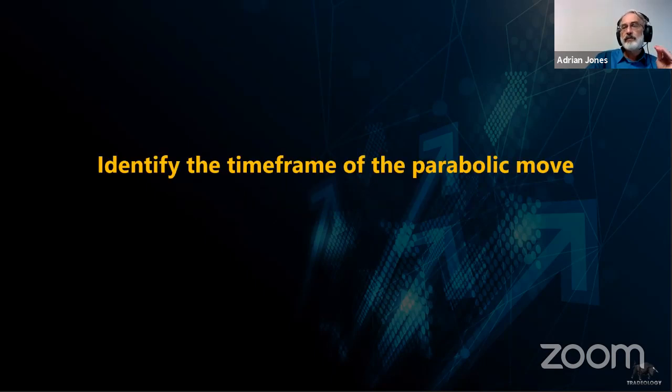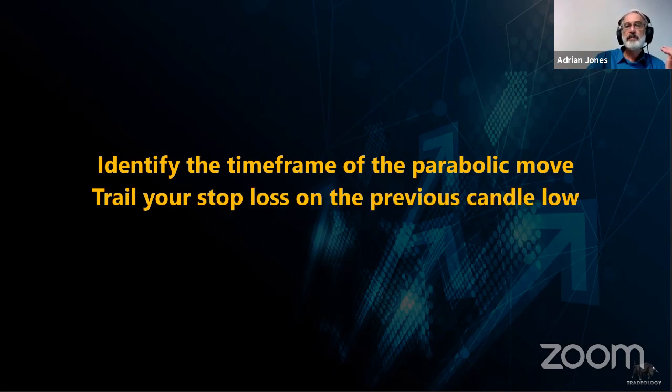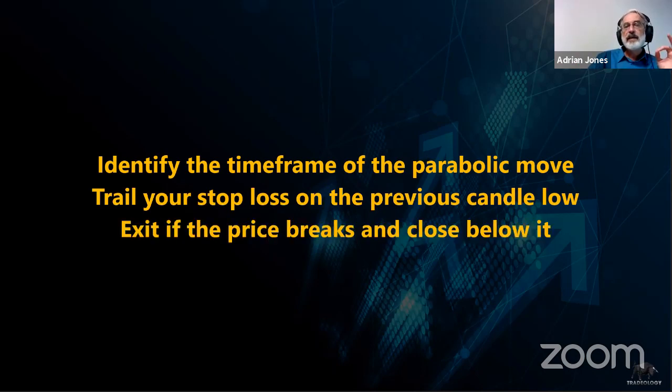You identify the time frame. So for example, if it's a 1 hour or 15-minute, wherever this move is happening, you trail your stop loss on the previous candle low. Now, this would be in the case of a buy trade, sorry. So as the price is moving up, you want to trail your stop on the previous candle low. If it's in the opposite direction and it's moving down fast, you want to trail your stop on the previous candle high. Okay. So exit if the price breaks and closes below it in the case of this example here.